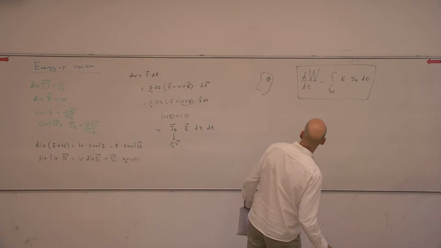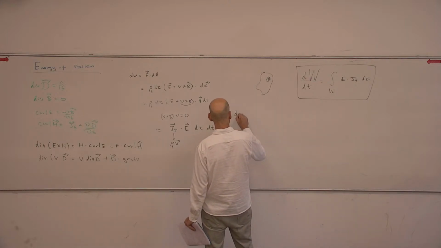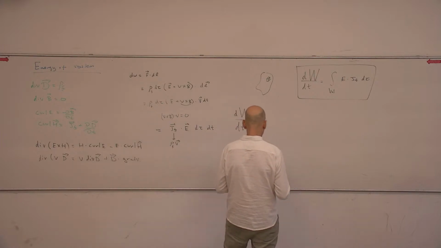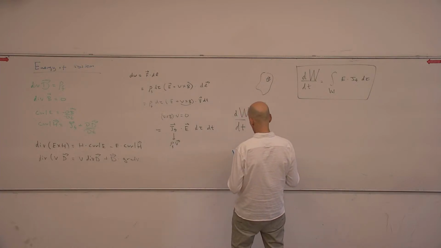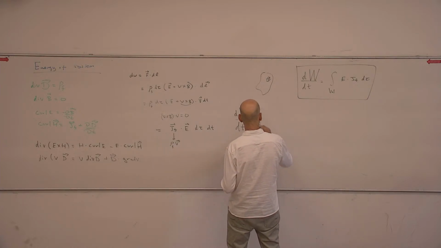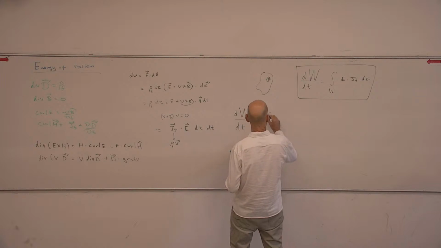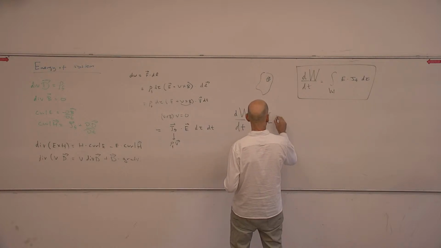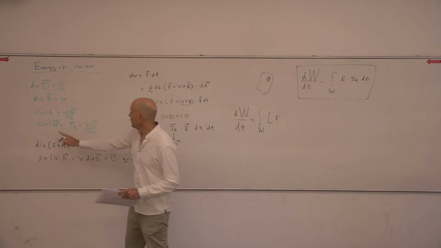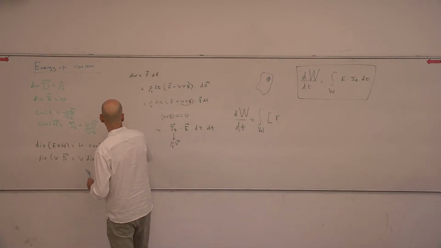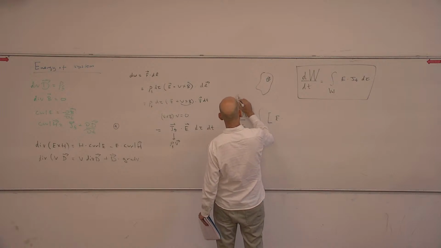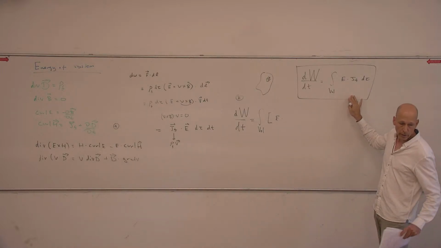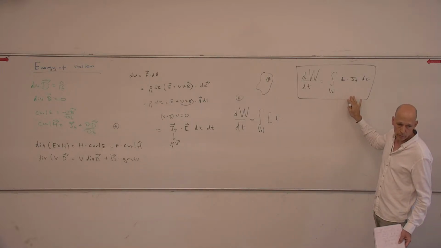So the total work is given by the integral over the volume, and I want to write it like this. E, I'm using this one. Let's write it here. E. How did I get the integral? You can ask me. You have a question?